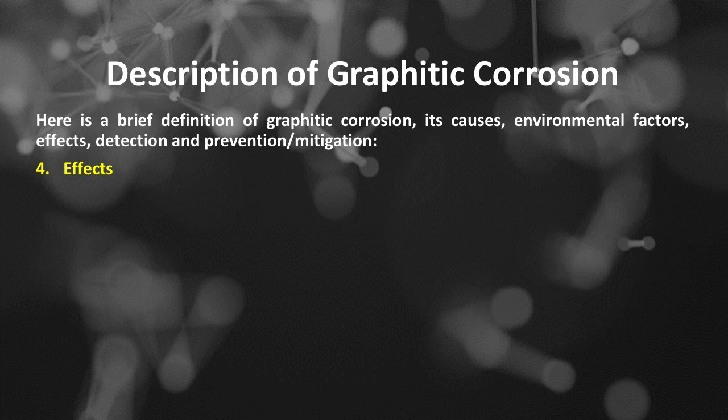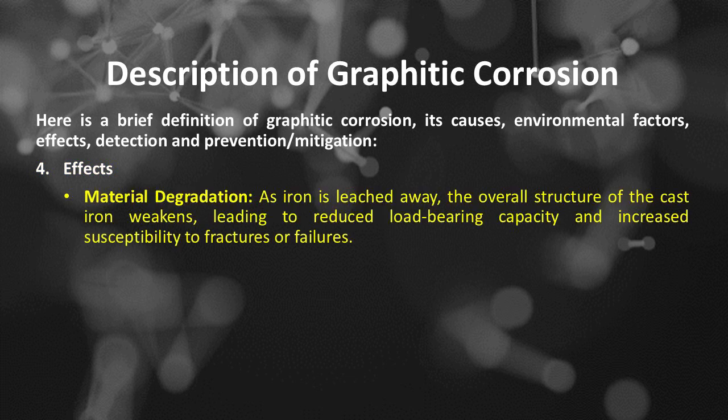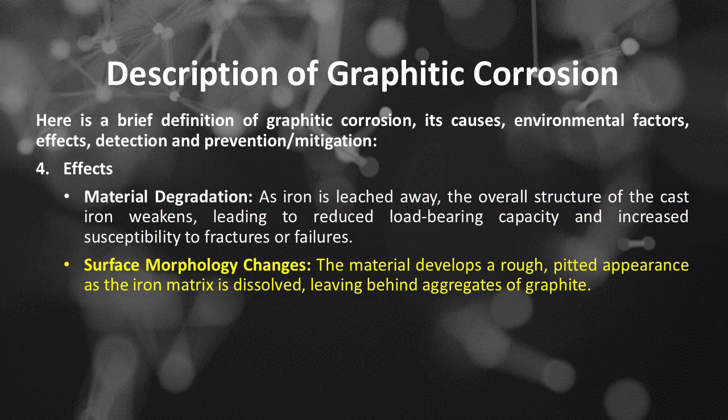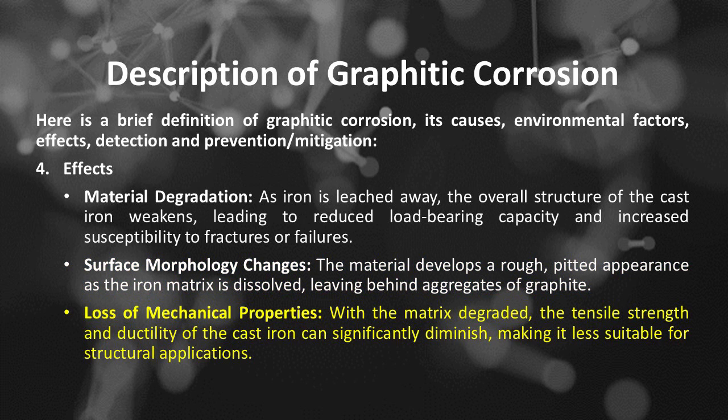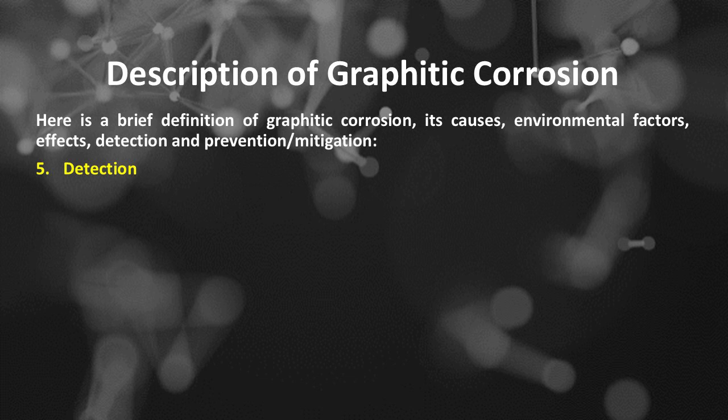Number 4 is graphitic corrosion effects. Material degradation. As iron is leached away, the overall structure of the cast iron weakens, leading to reduced load-bearing capacity and increased susceptibility to fractures or failures. Surface morphology changes. The material develops a rough, pitted appearance as the iron matrix is dissolved, leaving behind aggregates of graphite. Loss of mechanical properties. With the matrix degraded, the tensile strength and ductility of the cast iron can significantly diminish, making it less suitable for structural applications.